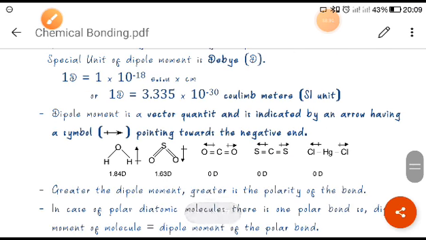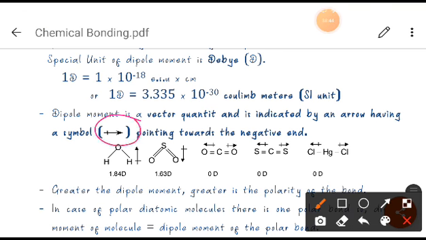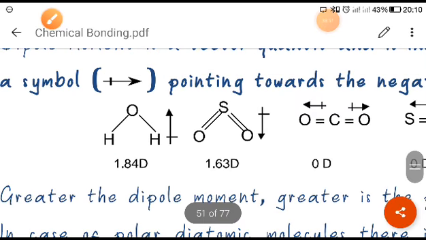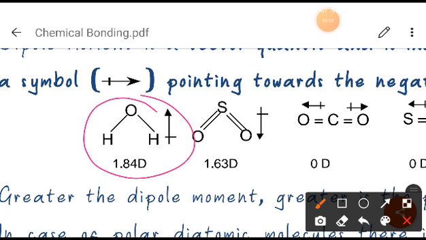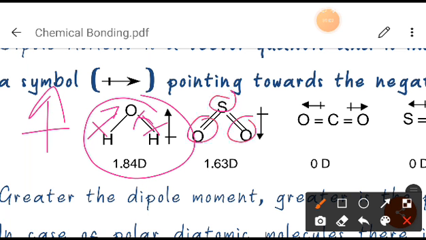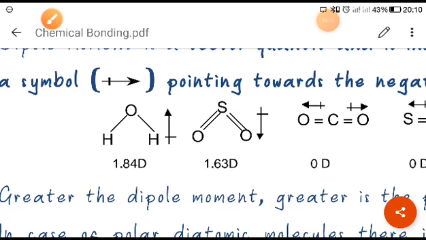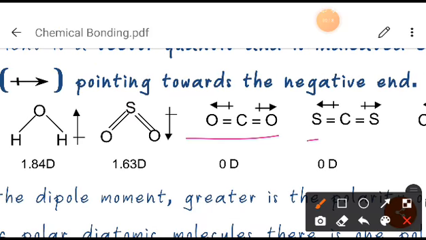Next, dipole moment is a vector quantity, and it is indicated by an arrow having this symbol, as you can see, pointing towards the negative end. Okay, so now we can see the example here. In this molecule, the dipole moment will be here, here, and here, so the net dipole moment is like this, right? Again, in this case sulfur, and here the more electronegative is oxygen, so there will be a dipole moment like this. For this, one dipole moment will be like this, so that the net dipole moment is like this, right? Here also you can see, for chlorine, for this one also, right?